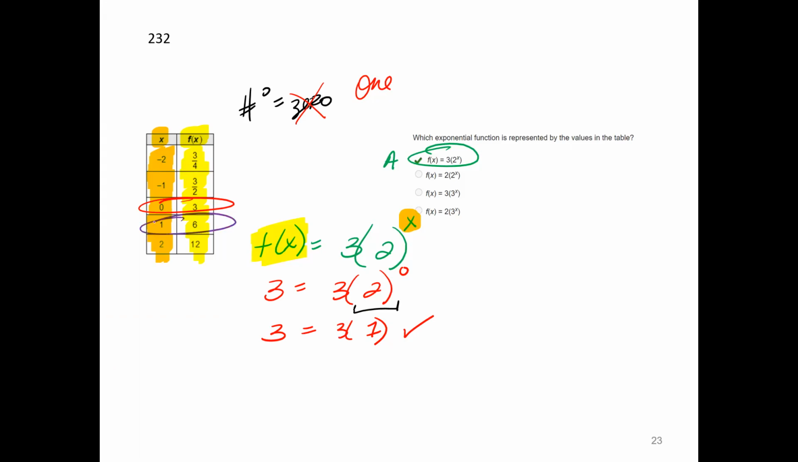Now, if I were to check with the next point right there, it's saying f of x is 6, 3 times 2 to the x power, which is 1. Well, I know 2 to the 1 power is just 2. Does 2 times 3 equal 6? Yes, it does. And that's why your correct answer is A as an apple.